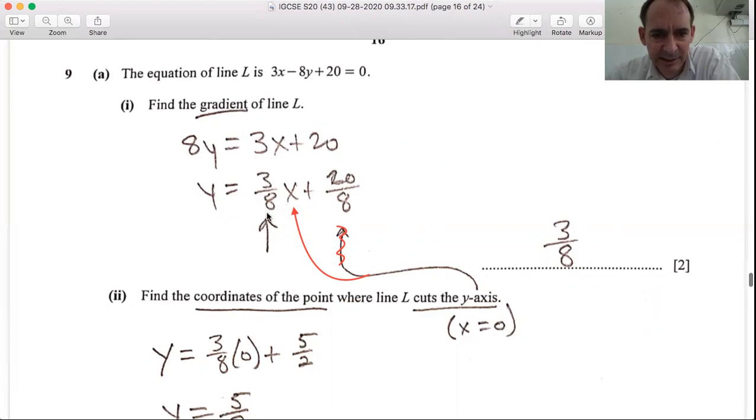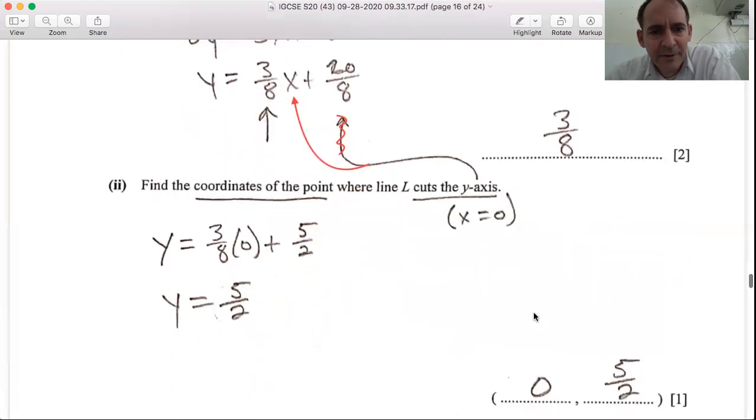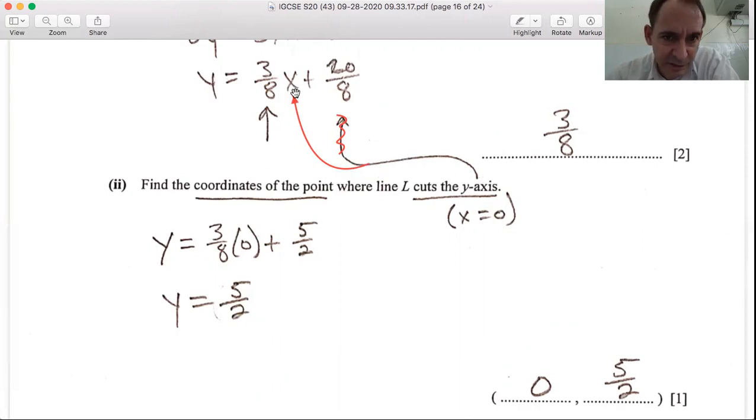We can see that right here. 3/8 is our slope. Find the coordinates of the point where the line cuts or crosses the y-axis. Well, if you're on the y-axis, it means x equals 0. So we're going to plug in a 0 over here for the x. When I drew the line here, I'm just referring to the whole equation. So I changed it so it would look a little bit more clear. The 0 goes into the x.